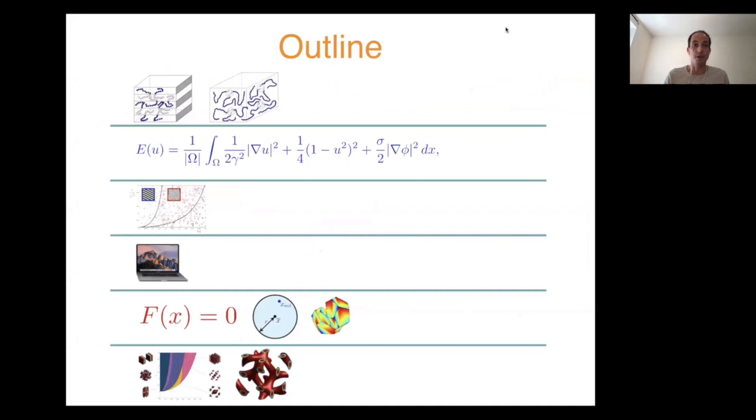So here's the outline of my talk. I will first tell you about the model. What does this equation model? Then I'll talk about the equations, all the parameters that are in them, and then I will talk about two-dimensional results, and explain how the computer can help answer some questions there.